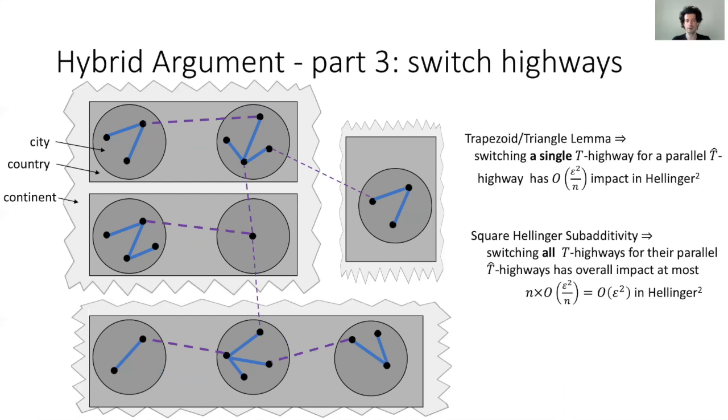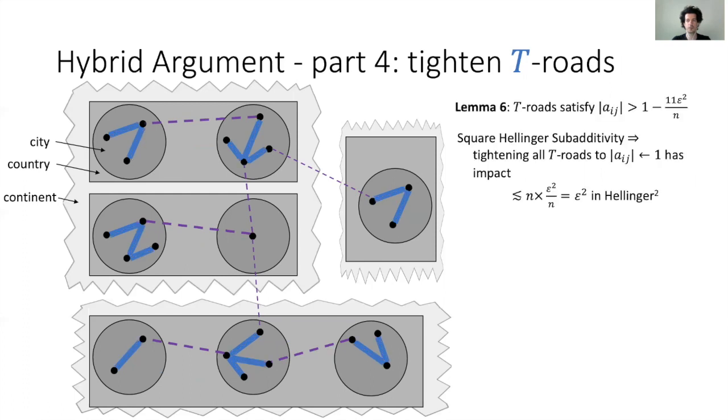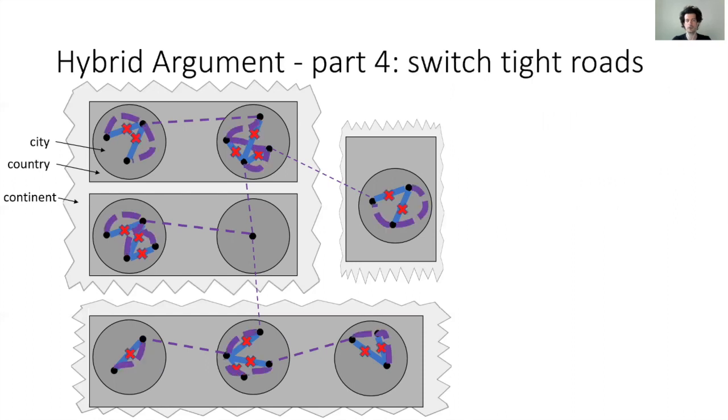So we're almost there. What we need now is to switch T roads for T-hat roads. To do so, we first tighten the T roads, meaning that we turn the absolute covariances from the very large value that they must have to 1. The impact of tightening a single T road is epsilon squared over n. So the impact of tightening at most n of them is at most epsilon squared. Now that all our T roads are very tight, we can switch them for very tight T-hat roads. The impact of that is 0 in Hellinger squared.